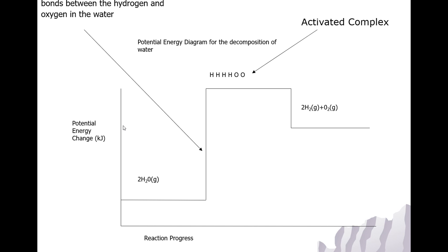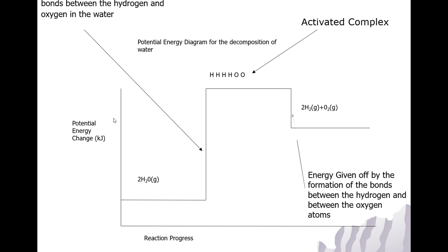So an endothermic process to break the bonds to begin with, and an exothermic process when those bonds are formed. So in this case, this is an endothermic chemical reaction because the energy required to break the bonds to begin with is greater than the energy given off when the bonds are formed.